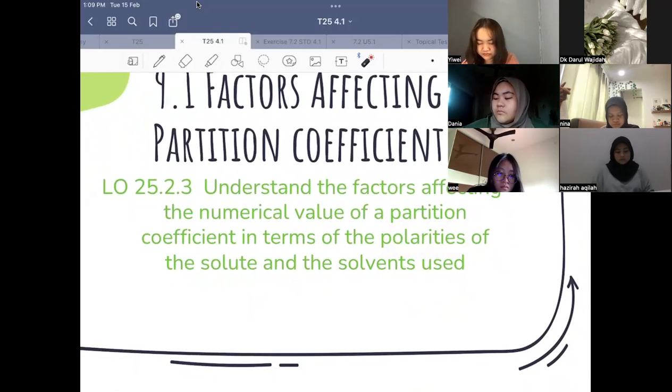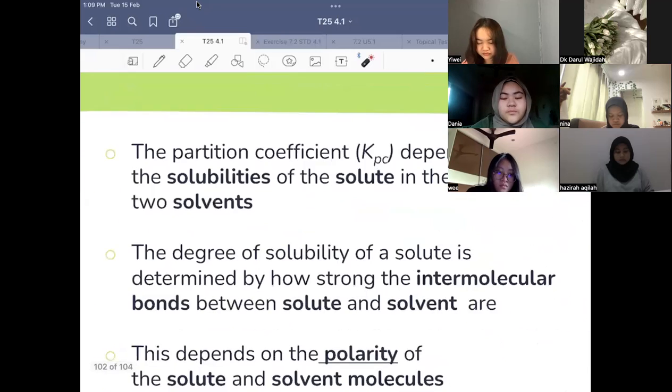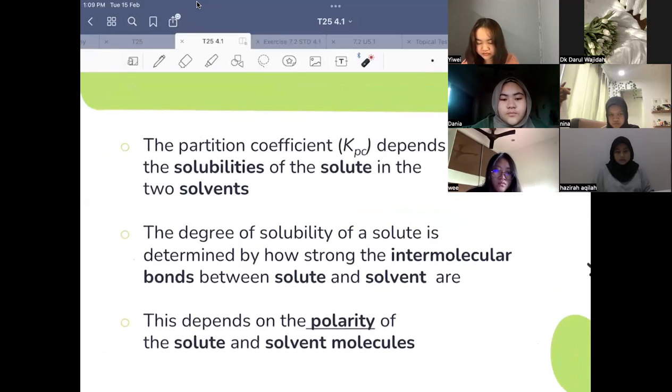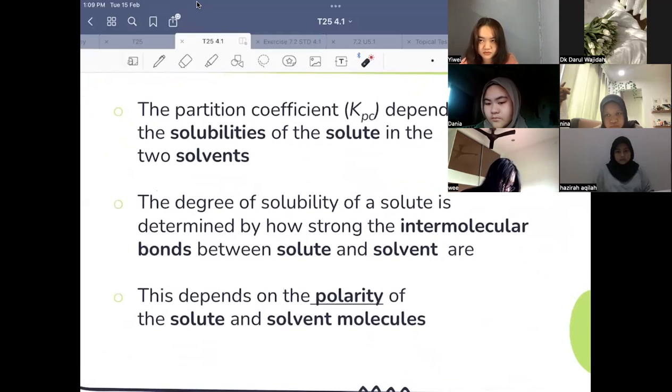Still remember this? The reason for that is because there is an interaction. There is actually an intermolecular force between these two molecules. If we say that a solute is soluble in this particular solvent, that means there must be an intermolecular force forming between the solute and the solvent. So that's what we're going to look at in the next slide. What KPC can tell us is the relative solubilities between the two solvents.